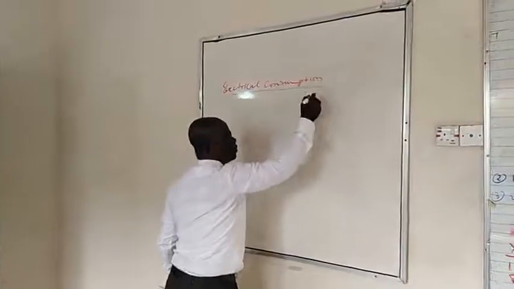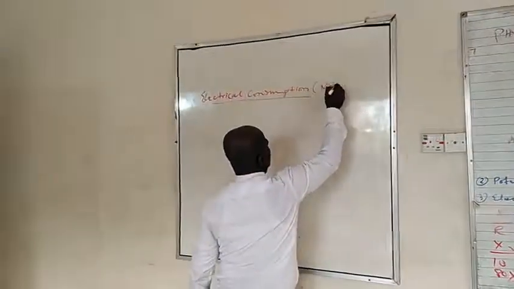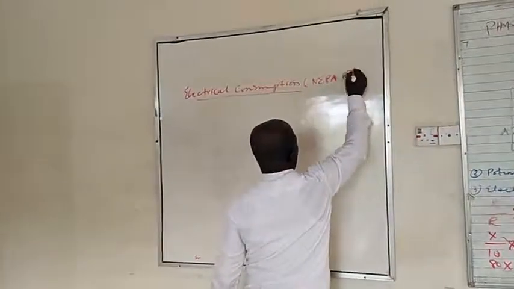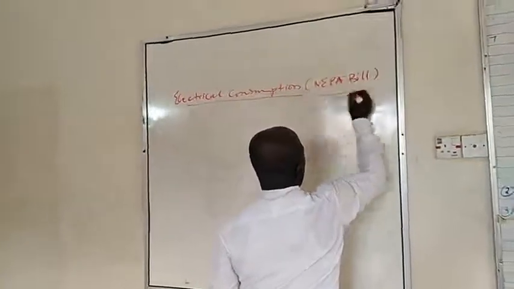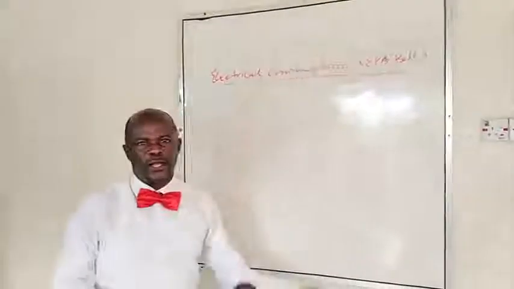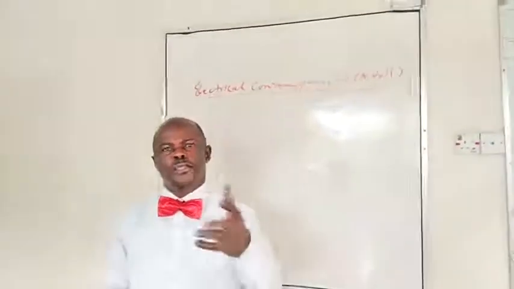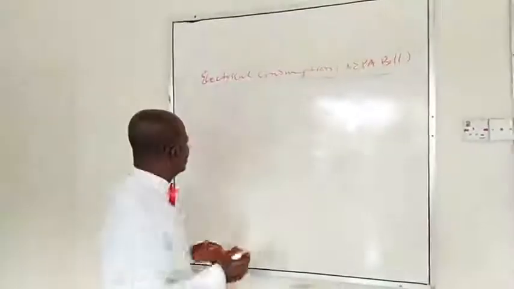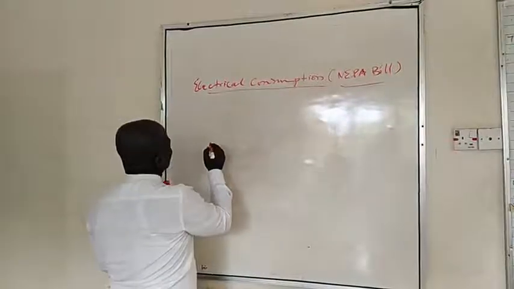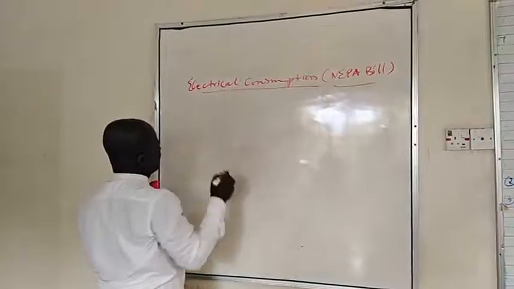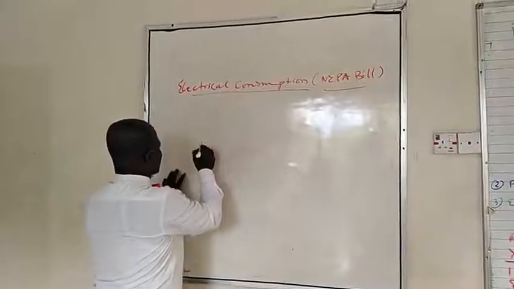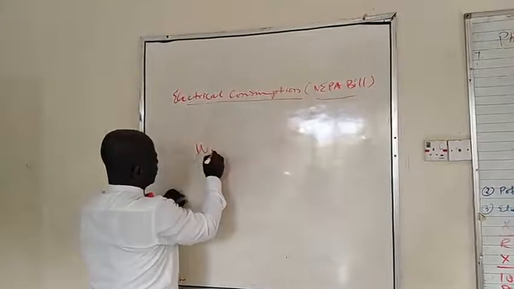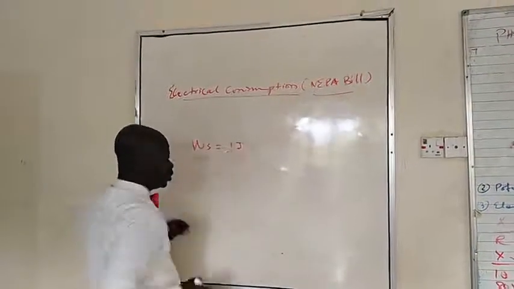What we call the NEPA bill. How does NEPA charge their bill? How does the bill work? Every month, NEPA will come to us and ask you to pay their bill. How do they calculate their bills? Now, the principle is this. NEPA bill says that 1 kilowatt, where watt-seconds is equal to 1 joule.